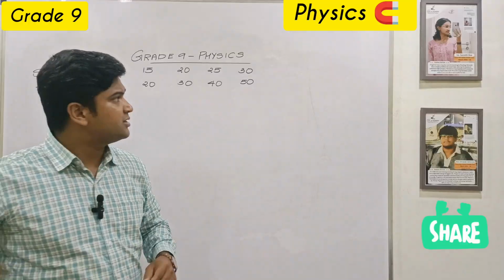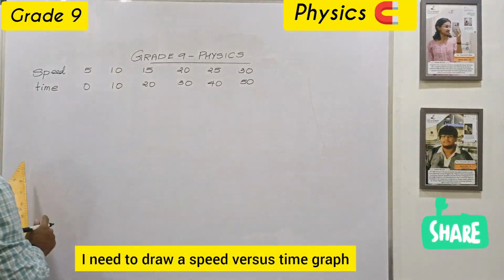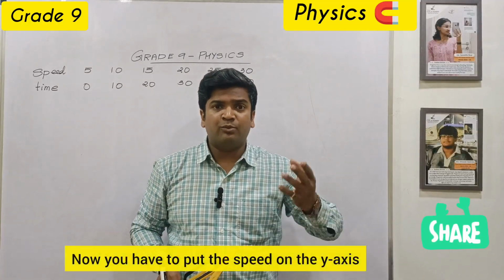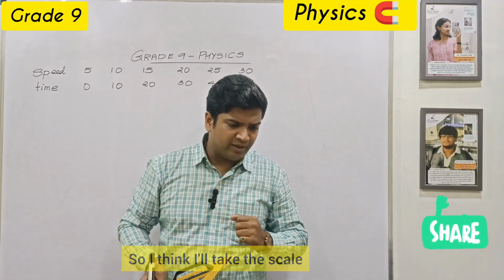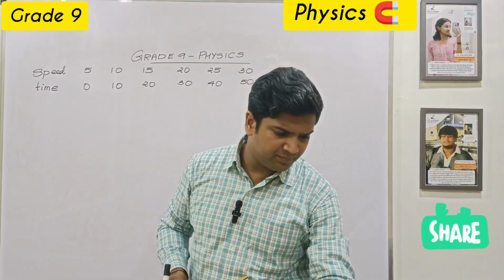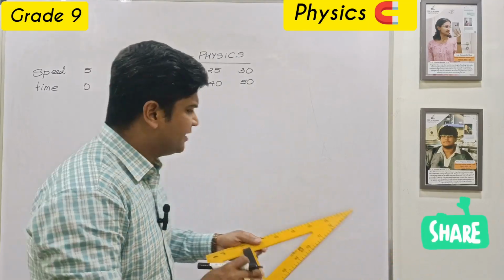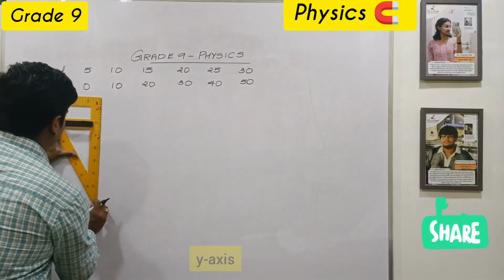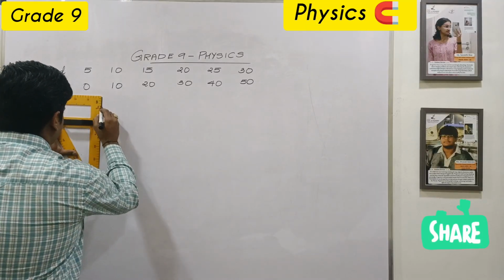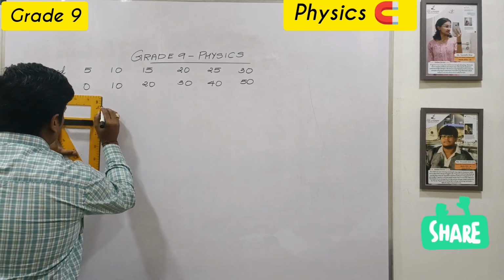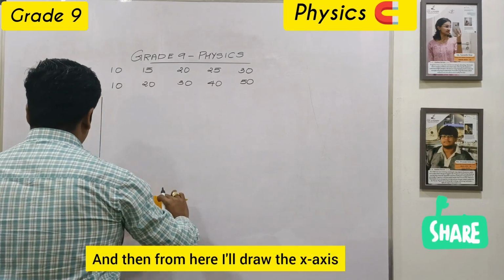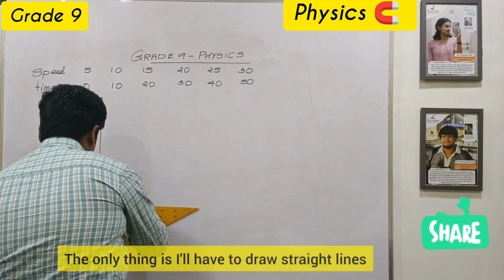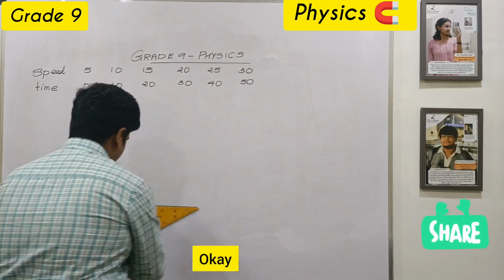The first is I need to draw the speed versus time graph. As you know, children, time is always measured on the x-axis. Now we have to put speed on the y-axis. I'll take the scale as it is and draw it. So first I'll draw the y-axis, and then from here I'll draw the x-axis. The only thing is I will have to draw straight lines.